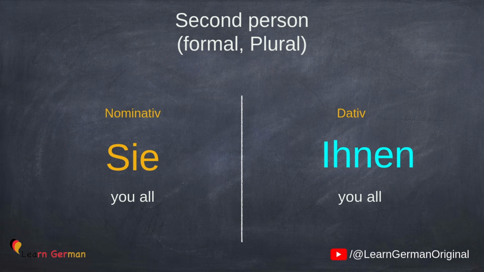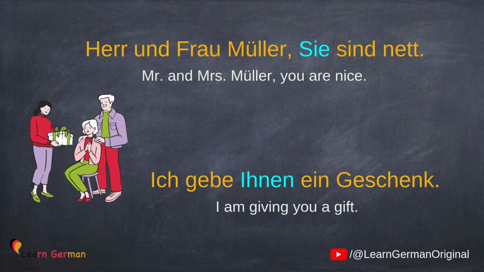The next one is second person formal plural form. Im Nominativ it's Sie and im Dativ it's Ihnen. In this case also you should remember that Ihnen is written with a capital I. Let's see how to use them in a sentence. Herr und Frau Müller, Sie sind nett. Ich gebe Ihnen ein Geschenk. In this sentence, Ihnen is the dative object. The dative personal pronoun for Sie is Ihnen.